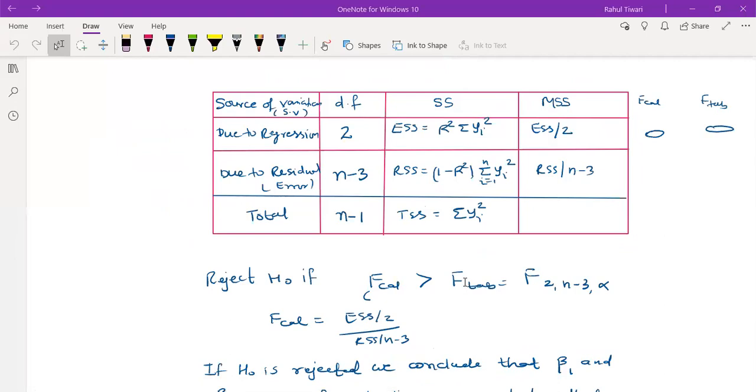N minus 3 for RSS. N minus 3. Let's see. Yeah, that means error, right? Yes, N minus 3 for RSS. Correct.